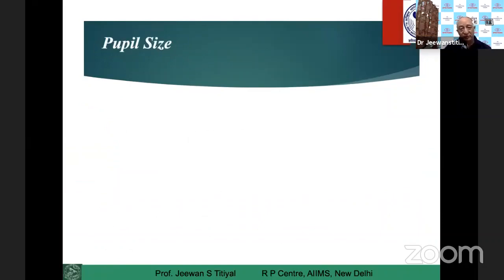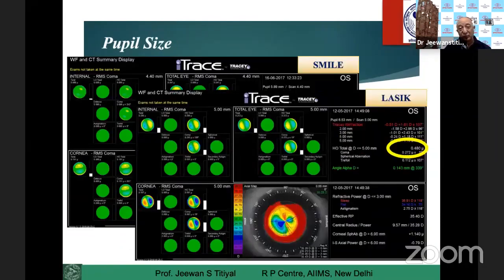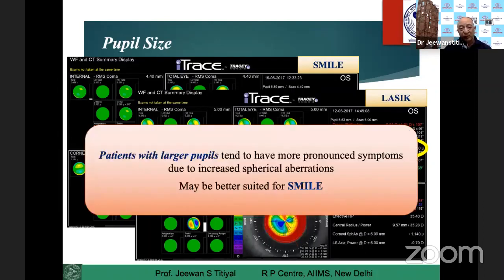Pupil size: many people, especially Europeans or Western people, have a slightly larger pupil, with a pupillary size of more than 6.5 to 7 millimeters. Larger pupil patients do better in SMILE than LASIK, because in SMILE we don't have a transition zone. The area of ablation is uniform in SMILE, and the corneal flattening which happens after SMILE is much smoother and much larger in a uniform way than in LASIK patients.